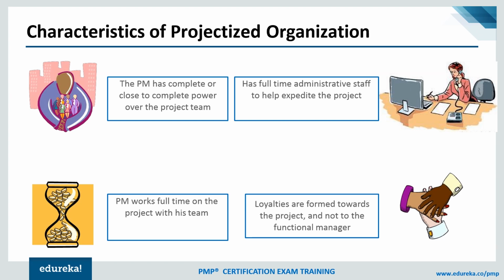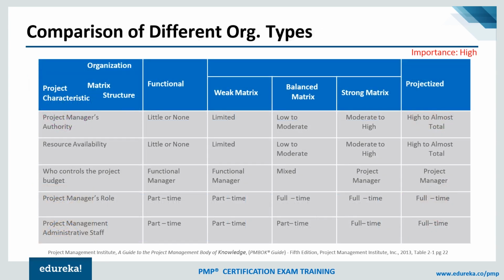So as we talked about it, the PM will have complete or close to complete power on the project team, and has a full administrative staff to expedite the project. The project manager and the team will be working full time, and the entire loyalty will be towards the project manager. Clear? So this is a very important slide, and you must keep all this data in your mind. This must be there on your fingertips for the PMP examination.